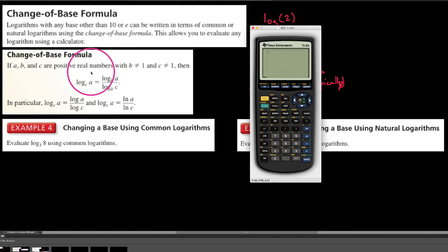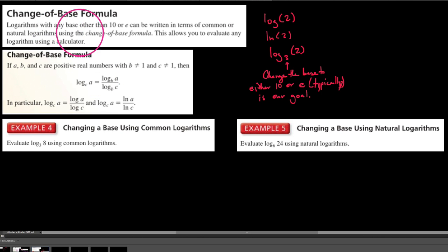So this change of base formula, we say that logs with any base other than 10 or e can be written in terms of common or natural logarithms using the change of base formula. And what this does, it allows us to write or evaluate any logarithm using a calculator now after we've seen this. So a little bit of freedom. So we say if a, b, and c are positive real numbers, and our base b is not 1 and our base c is not 1, then we would see that our change of base formula is given as this.